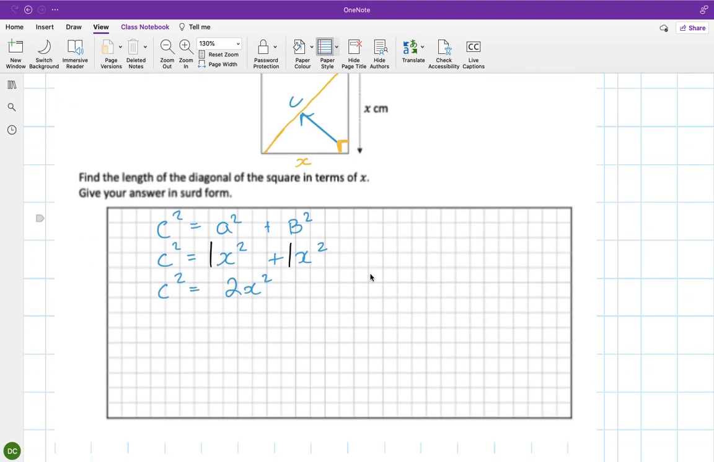And then we're trying to get c, not c squared, so I want to get rid of the squared. I'll do that with a square root. The square root will cancel the square, and then I have the diagonal. This I can split up into the square root of 2 and the square root of x squared. The square root of 2 will just give you a decimal, but the question says surd form, so I'm going to leave it as the square root of 2. And the square root and the square cancel, so I just get x. So the diagonal in terms of x is the square root of 2 times x.